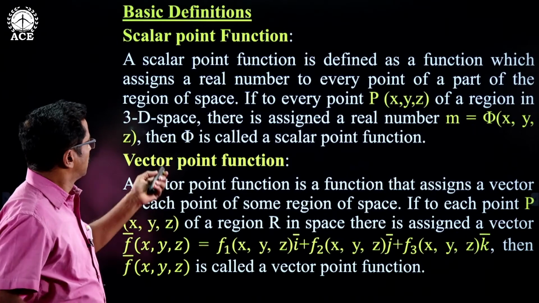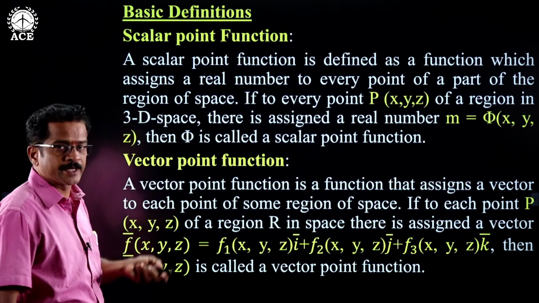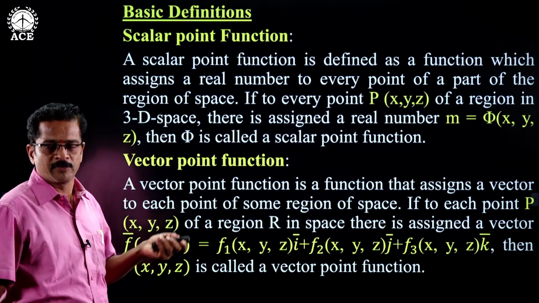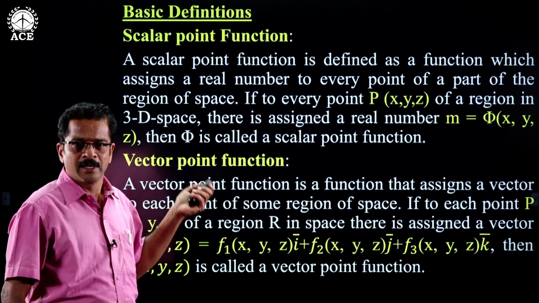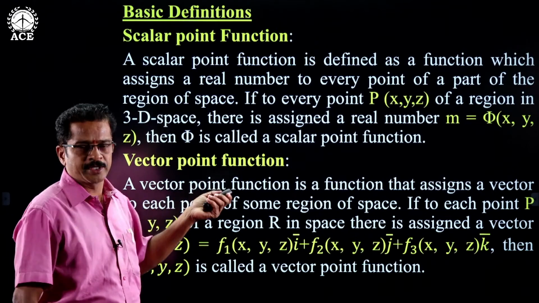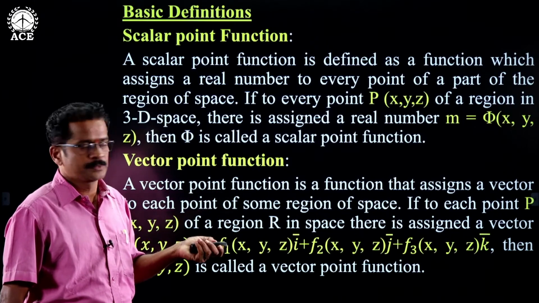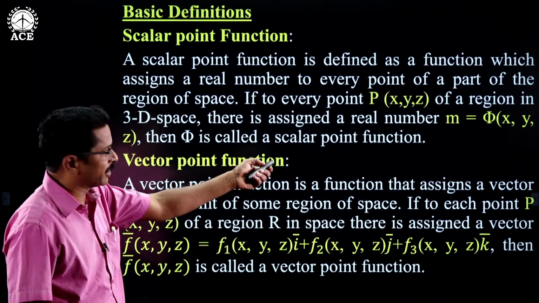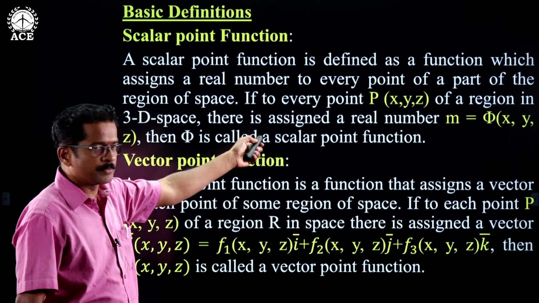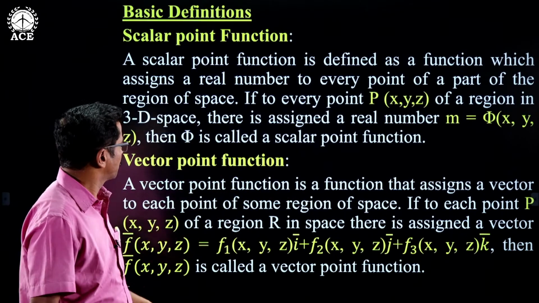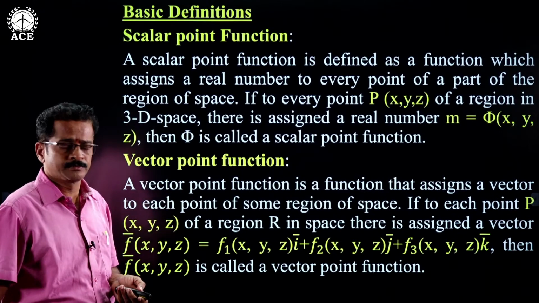So if to every point P of a region of 3D space there is assigned a real number, then at every point in this 3D space the function is assigned a real number. That is, phi of P equals phi of x, y, z. Phi is a function, and the value of phi at point P is given by m. Then phi is called a scalar point function.